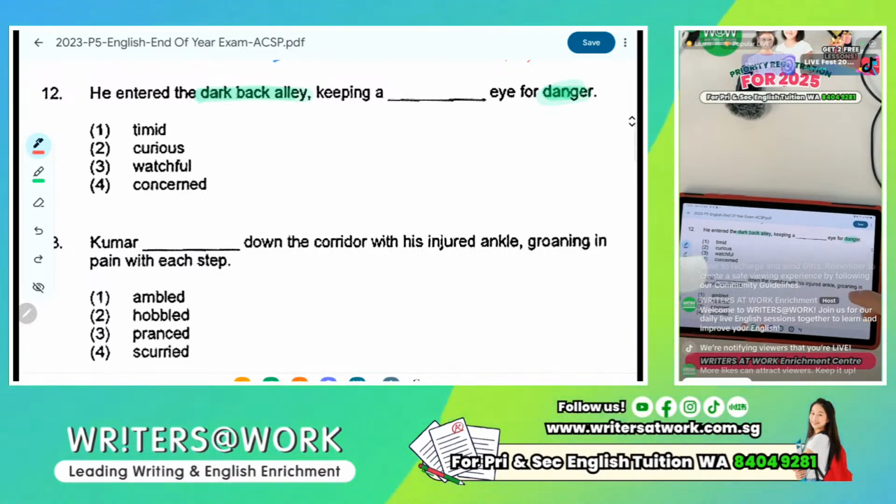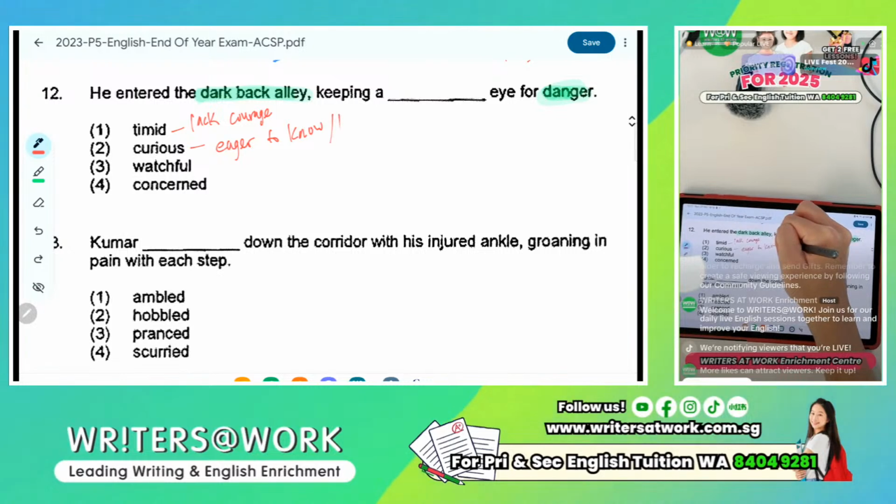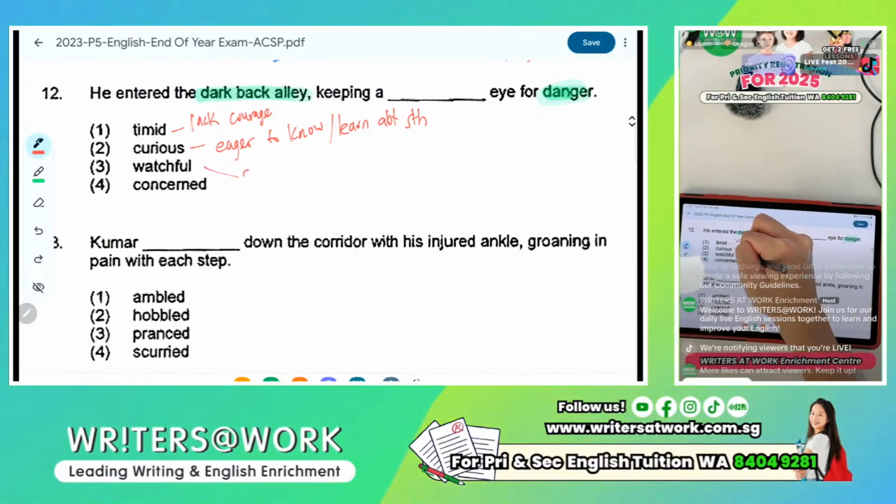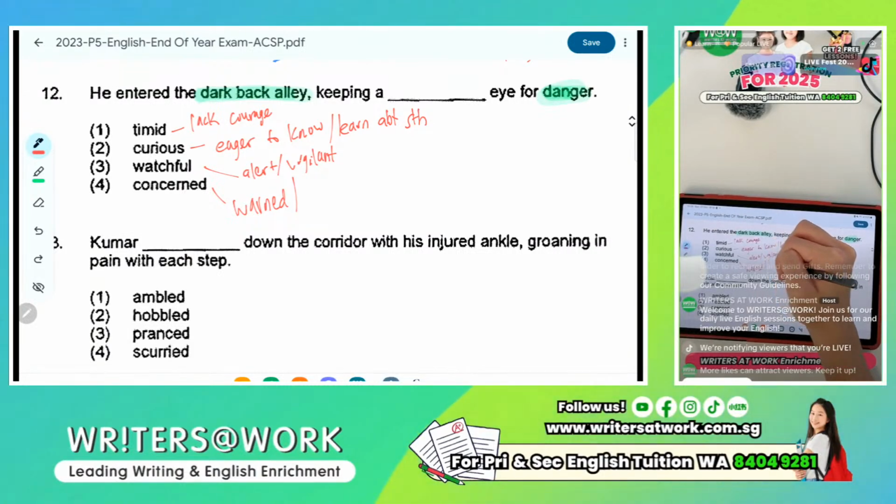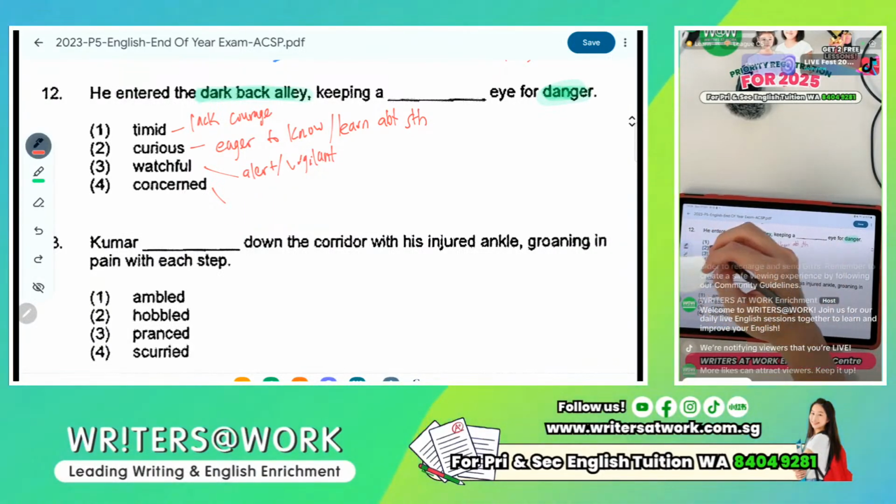Okay, let's take a look at question 12 now. Option 1, timid. That means you lack courage. Okay. Curious here means that you are eager to know something or learn about something. Watchful, that means you are alert. Vigilant, that means you are on the lookout for danger. Concern basically means that you are worried or troubled. Okay.